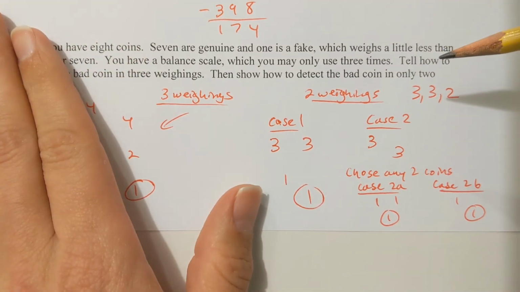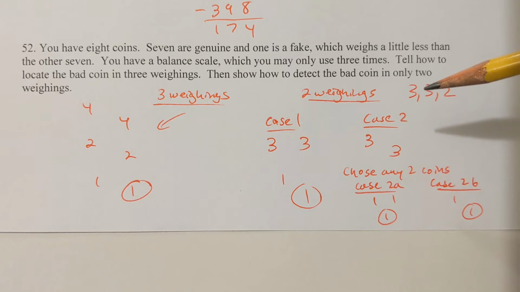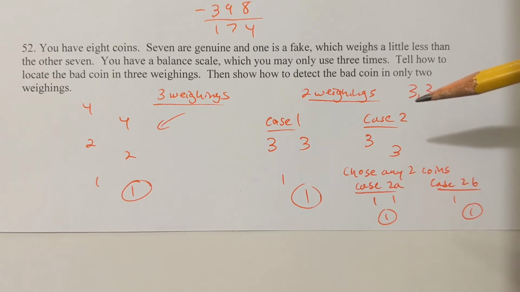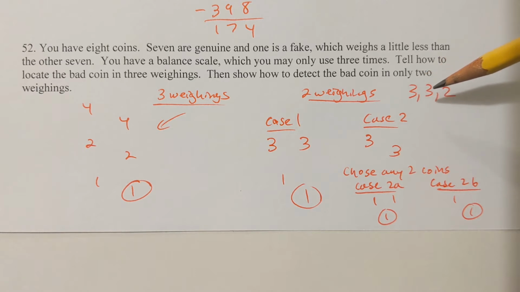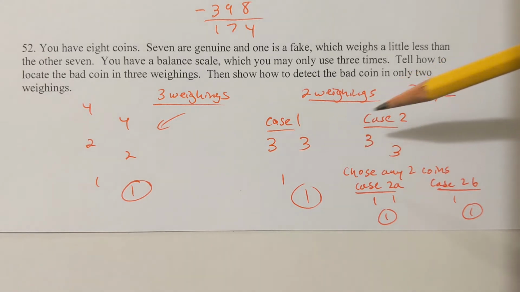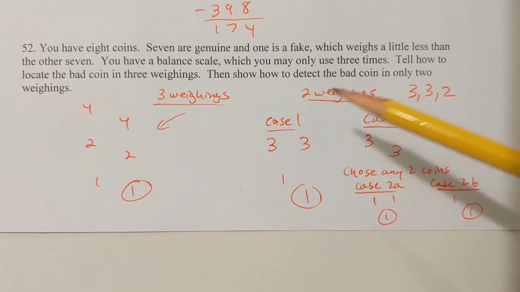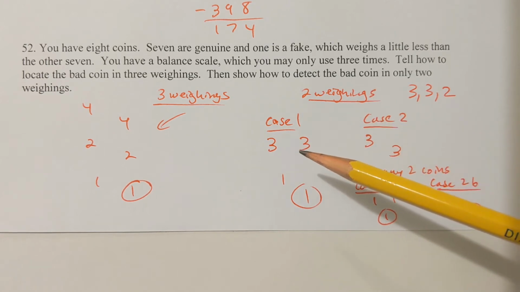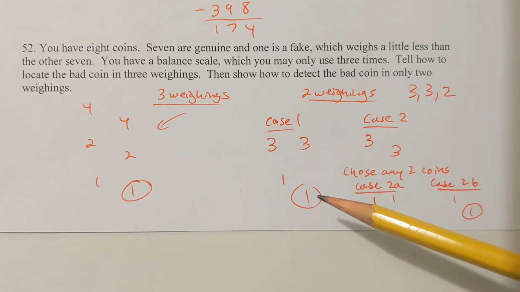2 weighings is a bit difficult, although the trick here is to get to 3 groups. Okay, you're going to get 1 group of 3, 1 group of 3, and then 1 group of 2. Disregard the 2 coins, so you've got 3 and 3. I'm going to call this case 1 and case 2. So case 1 is if the 2 sides are equal. Well, the 2 coins that you eliminated, one of them is going to be a fake.